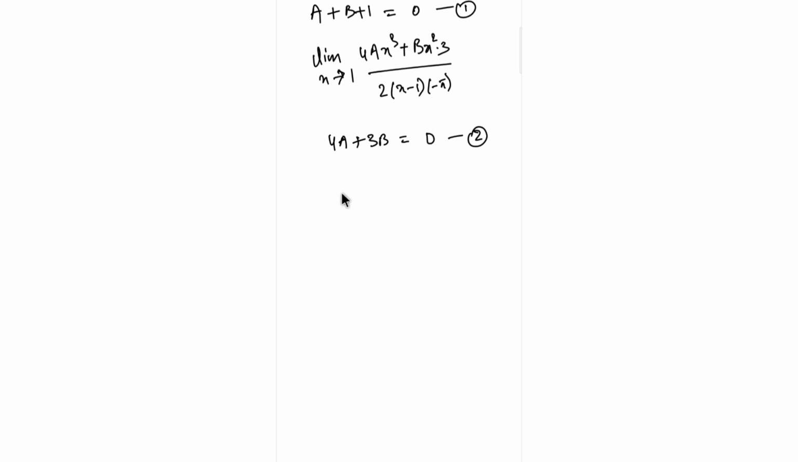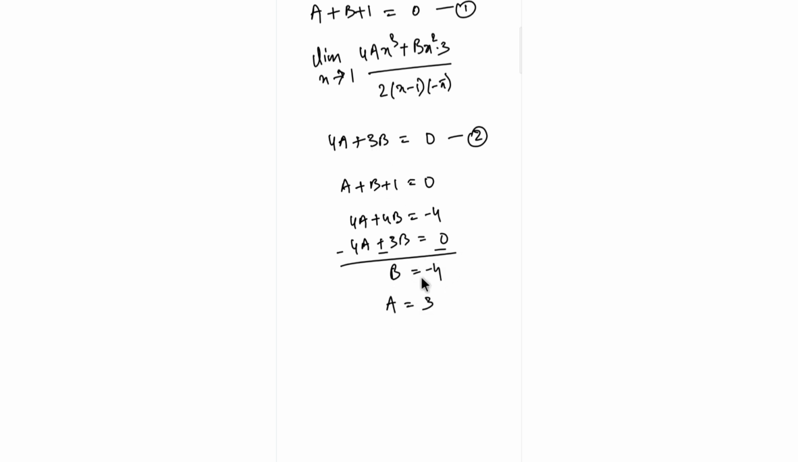So just solve it. a plus b plus 1 is equal to 0, so I just multiplied by 4, I get 4a plus 4b to be minus 4, and here 4a plus 3b to be 0. Just subtract these two, so you get b is equal to minus 4. When you get b is equal to minus 4, you get a to be 3, right? So a is equal to 3 and b is minus 4. Just substitute these terms in the question.